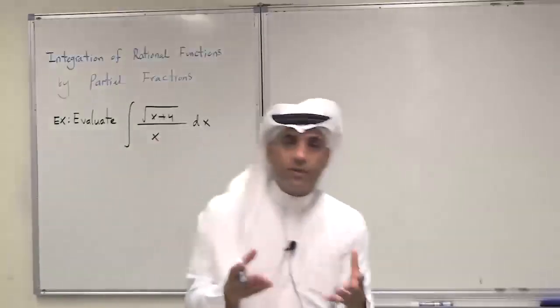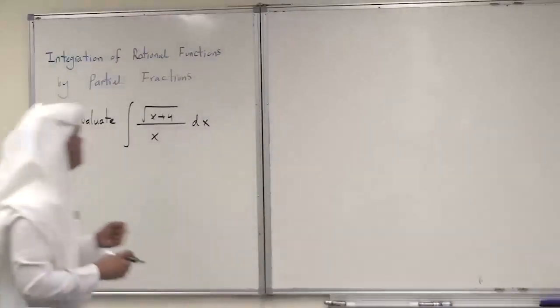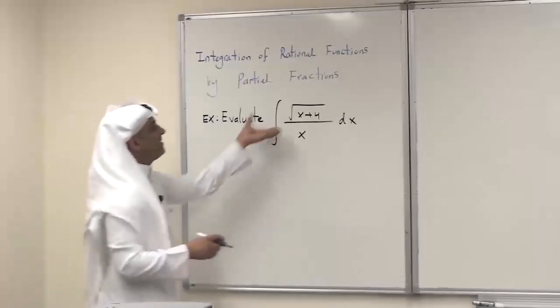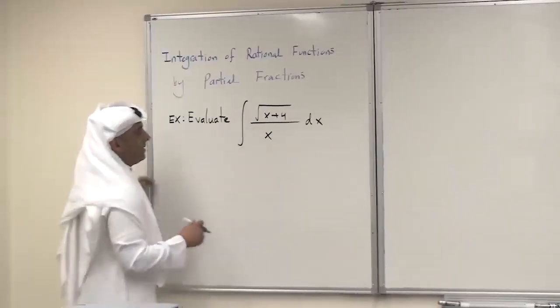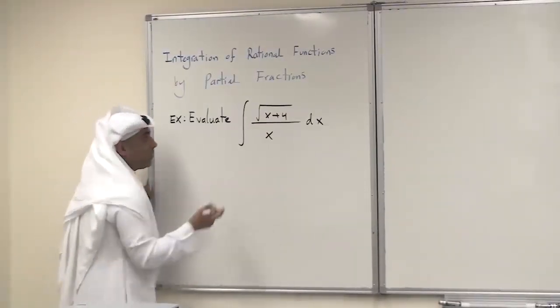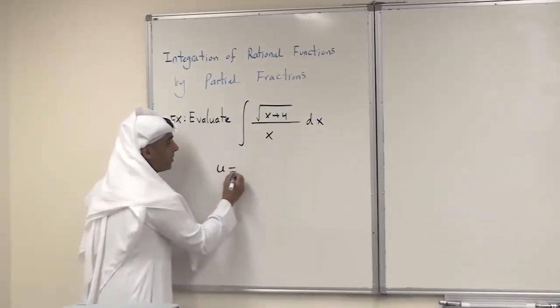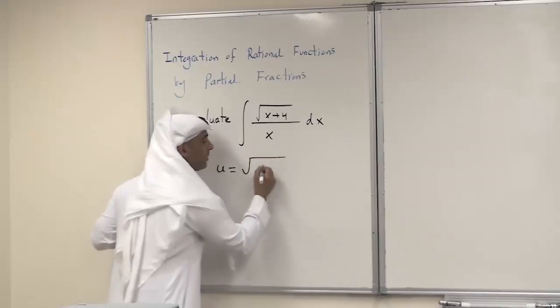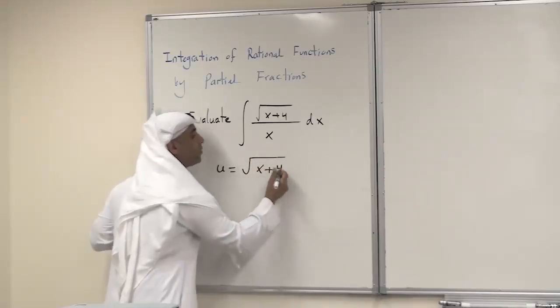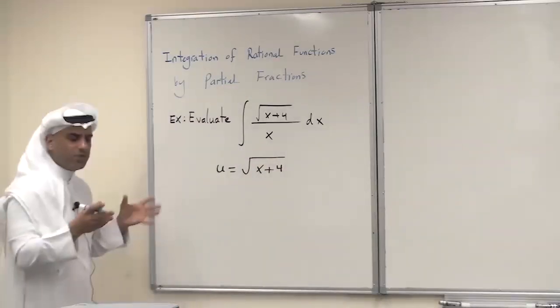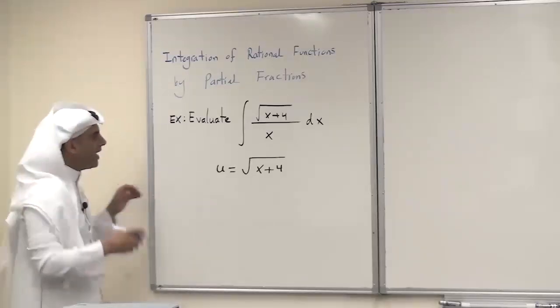Now, other types of integrals. Let us see one specific type here. When we have radicals involved in the integrand, one recommendation is to let u equal the radical there. So it is radical of x plus 4. Try to rationalize this. Try to get rid of the radicals. So what do we have here?